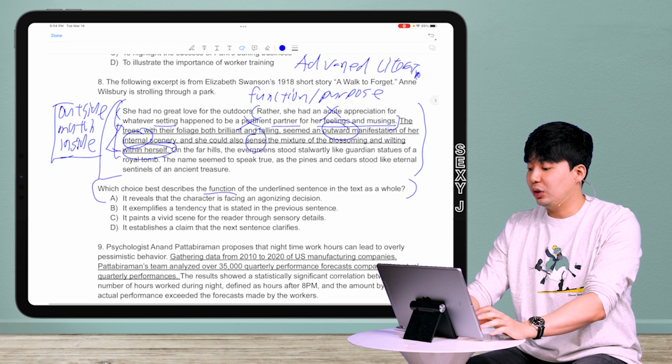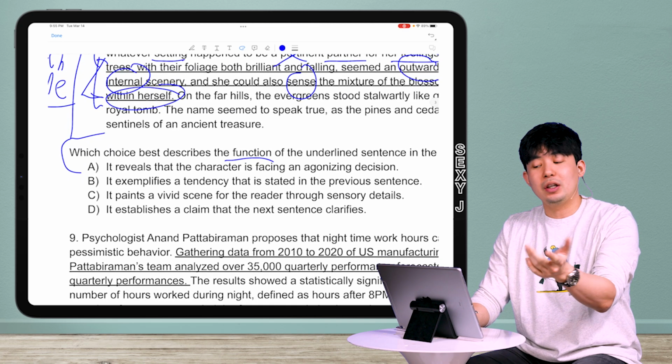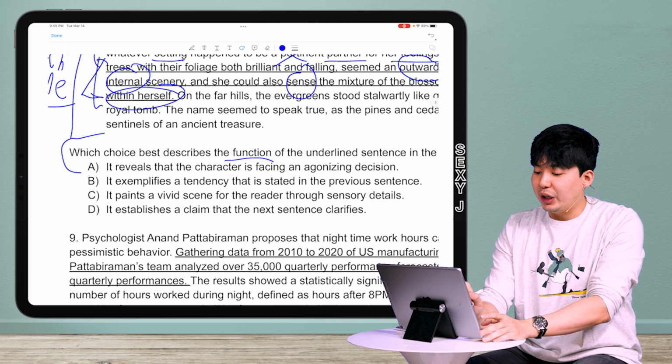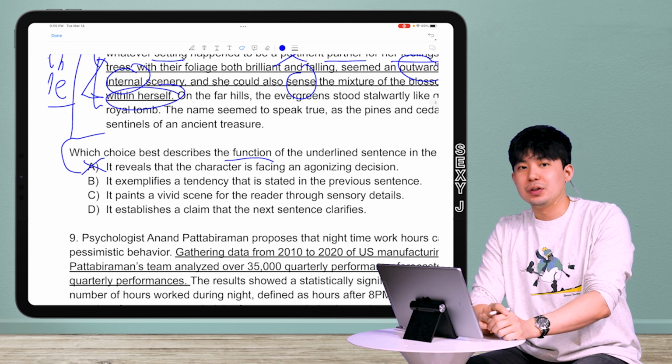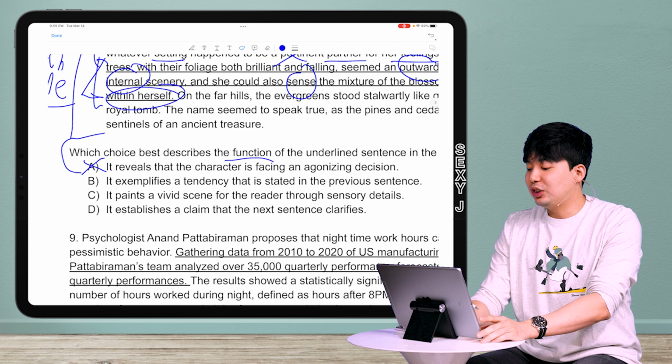So that's my answer, guys. Let's look at the answer choices and also have you guys practice your skill eliminating terrible answers. Okay, answer choice A. Why is that terrible, guys? Because it is an extreme word, right? Agonizing decision. Is this person in agony?